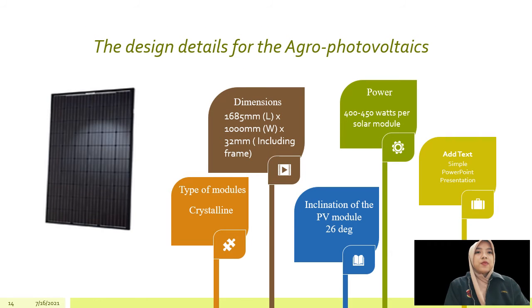The design details for the agro-photovoltaic system are: we use 20 solar PV modules with a power of 400 and 450 watts per module. The weight is 80.7 kg per module. The dimensions of each module are 1685 mm in length, 1000 mm in width, and 32 mm thick. The type is crystalline solar modules, and the inclination of the PV modules is 26 degrees.